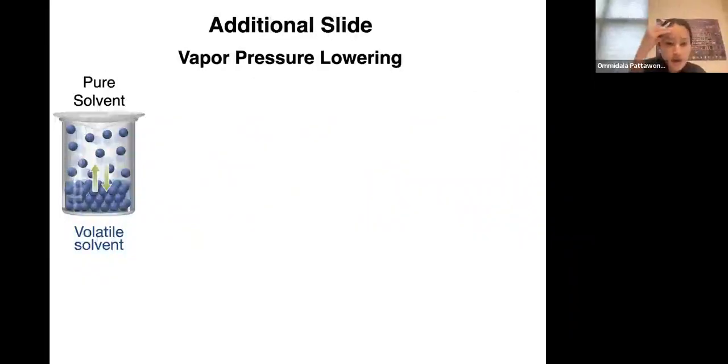If we have pure solvent, when you have pure liquid solvent, eventually some of the solvent will evaporate, and some of it will also condense. When they reach dynamic equilibrium, the pressure of the gas above the liquid is what we refer to as vapor pressure.